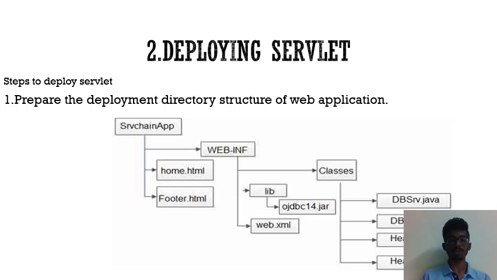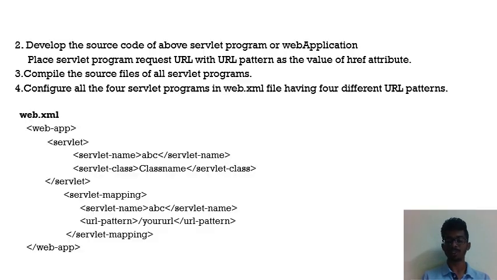First, let us see how to deploy a servlet. There are certain steps which we need to follow to deploy a servlet. Prepare the deployment directory structure of the web application as shown below. First, we have to go to our app, then web and file, then classes. Then we have to keep the required Java files and class files in the classes folder, and we have to give the jar file to the WEB-INF, which is inside the lib folder, and we have to modify the web.xml file whenever we need it.